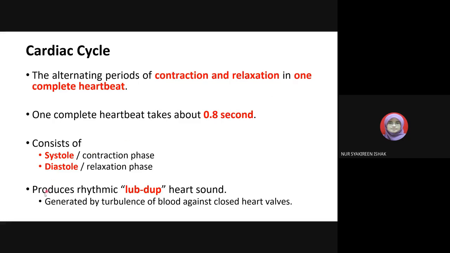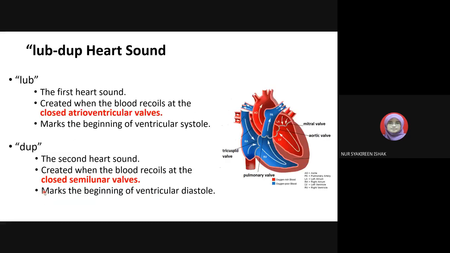Okay, so it produces a rhythmic lop-dop sound, generated by the turbulence of blood against closed heart valves. The lop sound is the first heart sound, created when the blood recoils at the closed ventricular valve. It marks the beginning of the ventricular systole.